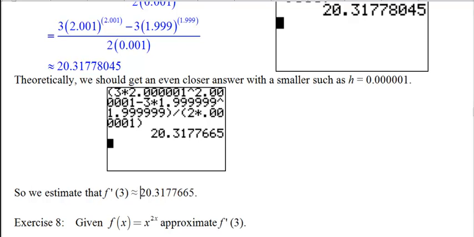Okay, let's try another one. Different function and a different x value, but very similar to the last one. See if you can do this one now that you've seen this done. Given f of x is x to the power 2x, approximate f prime at 3. Go ahead and do this on your own. Come back when you have an answer and check it. Press pause now.